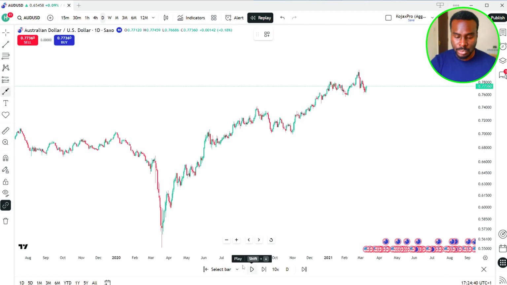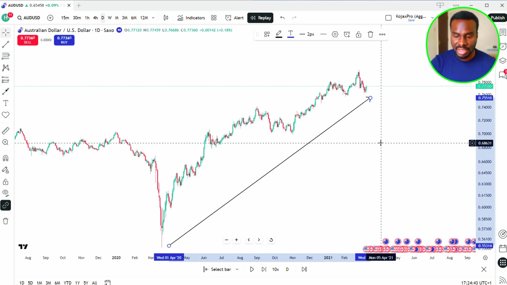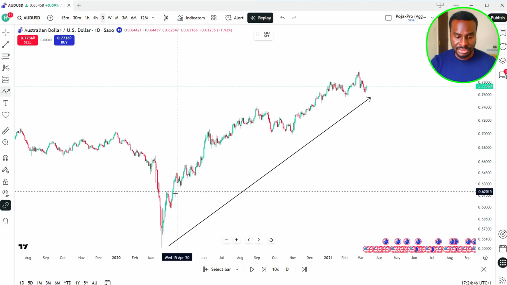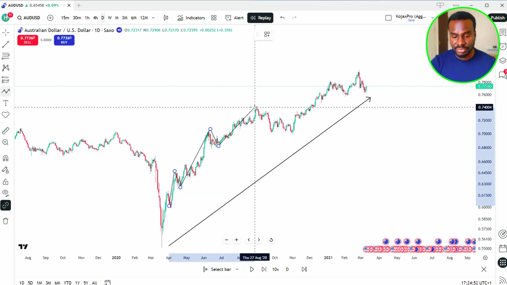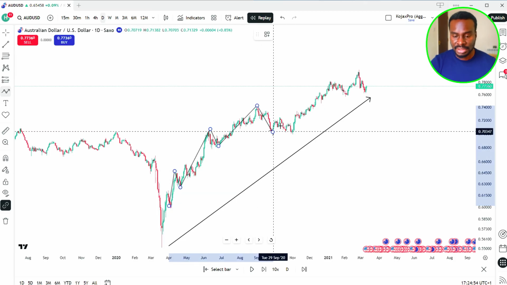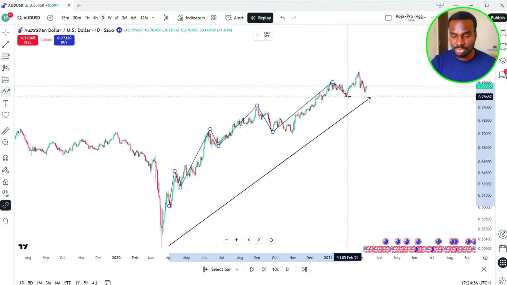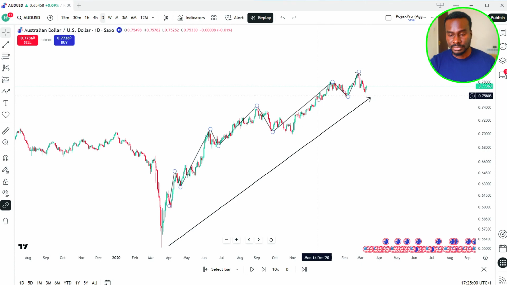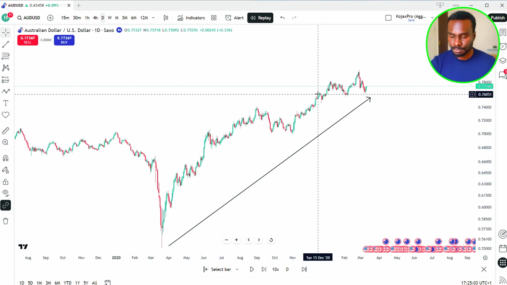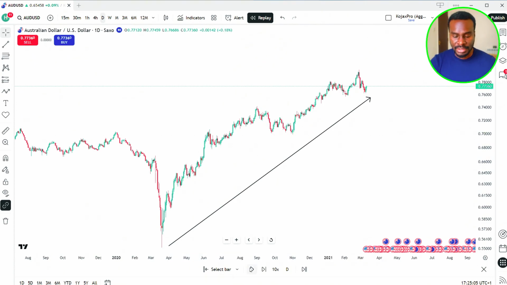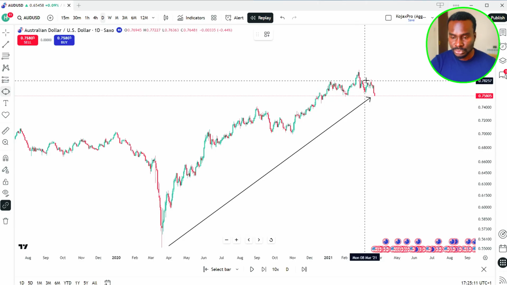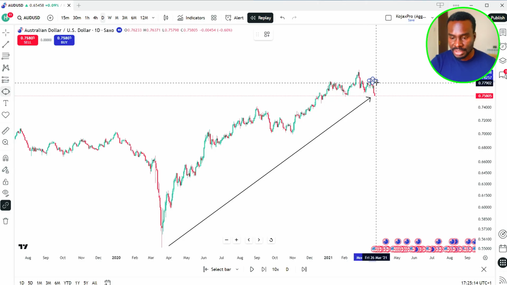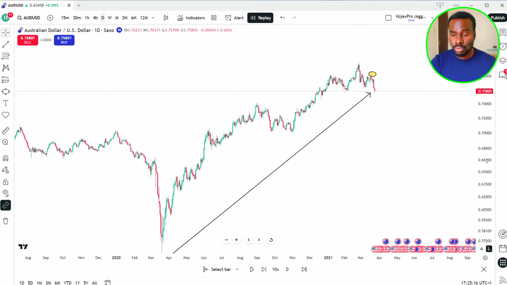We can see that we were in an uptrend. The market is heading to the upside, making characteristic movements of a bullish market, with higher highs and higher lows. This has happened up until this point. We'll take that off, and then what happens next? The market came here right at this point and chose to make a lower high.